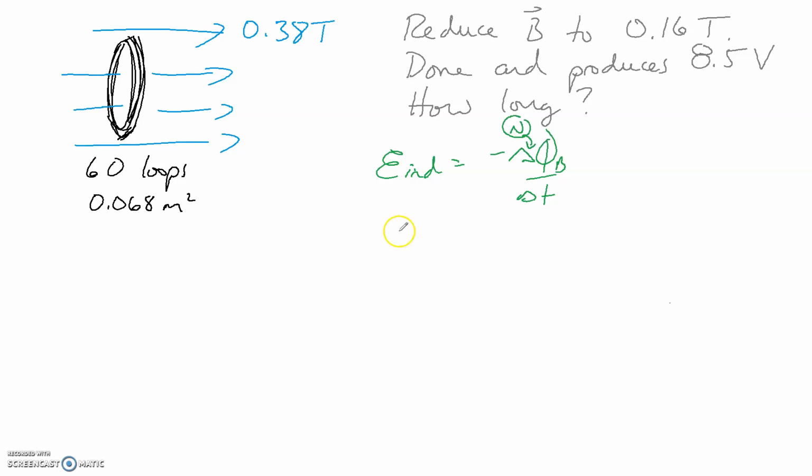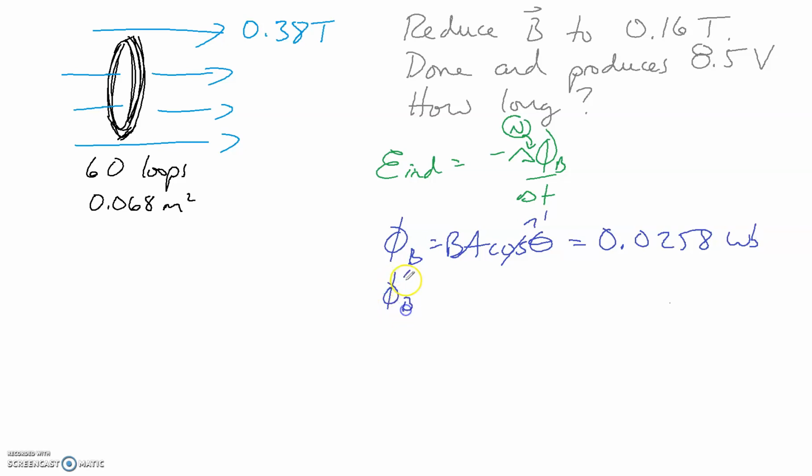So if I find my first flux, BA cos theta, the nice thing is it's at maximum angle, so the cosine is going to be equal to 1, so I don't really have to worry about it. I just have to do B times A. So if I find my first flux, I get 0.0258 Webers.